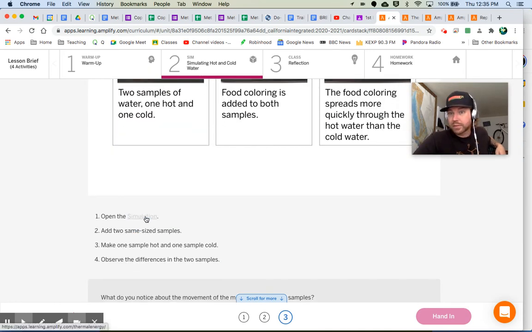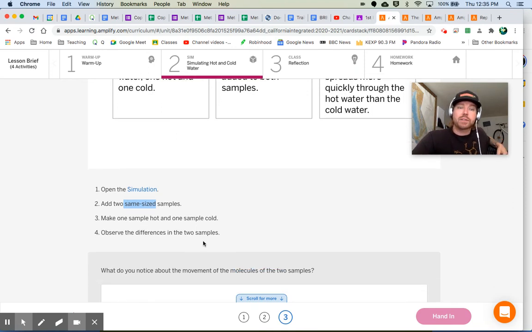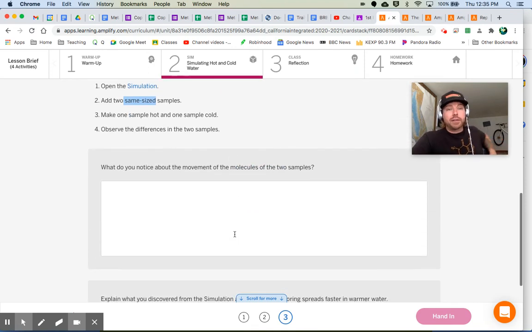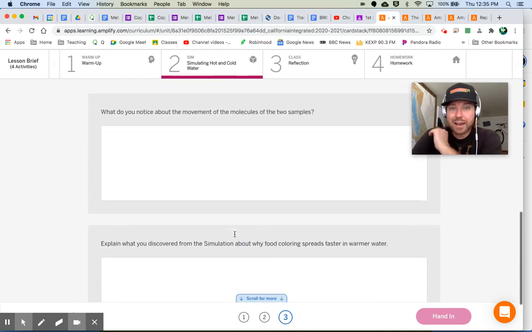Open the simulation. Some of you already have it open. Great. Add 2 same-sized samples. That's key. Make sure they're the same size. Make 1 sample hot and 1 sample cold. We showed how to do that, hitting the plus and minus sign under the sample. Observe the differences in the 2 samples. All right, so you go do that. And then I want you to answer these questions.